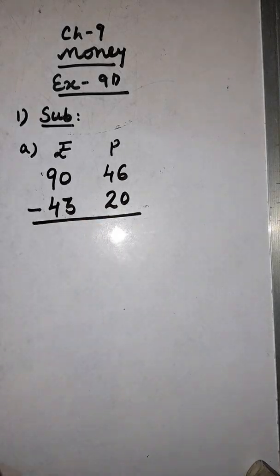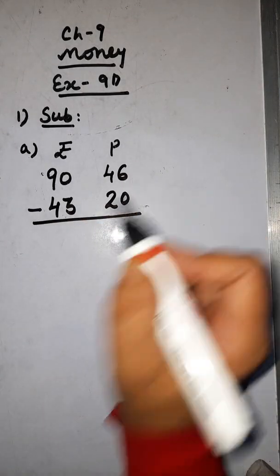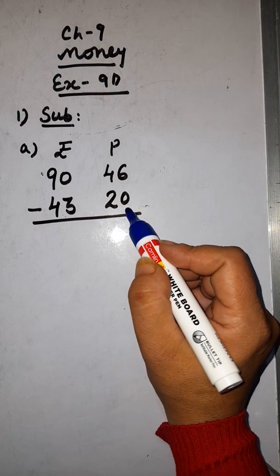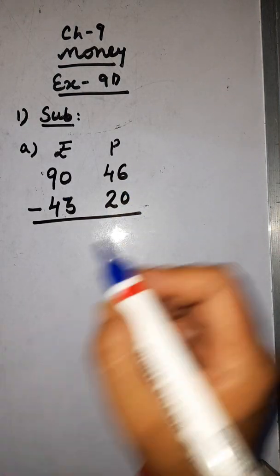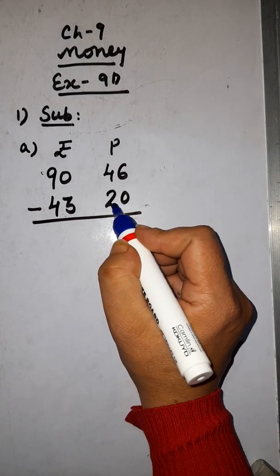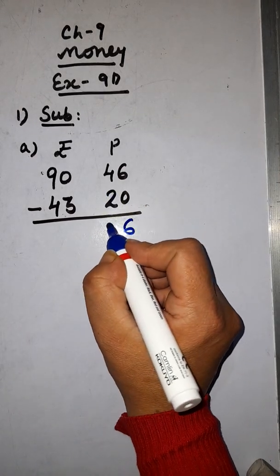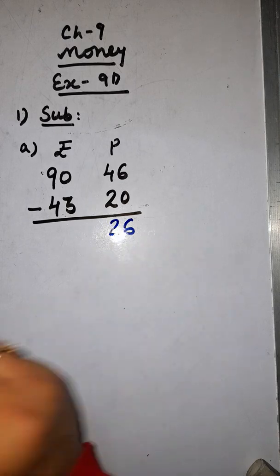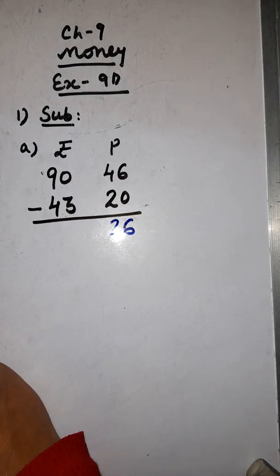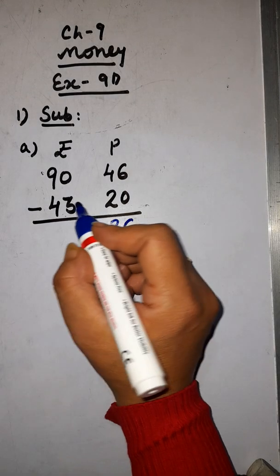Okay, now we'll subtract. 6 में से 0 आपको subtract करना है. It means 0 subtracted by 6. So we'll get here 6 itself. And 2 subtracted from 4, we'll get here 2. Here 3 subtracted from 0. We cannot subtract 3 from 0.